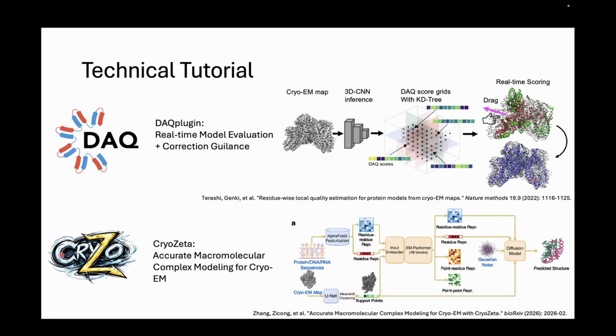CryoZeta, as Professor Kihara explained, is an accurate molecular complex structure modeling method. It can handle protein sequences and also DNA and RNA structures with a cryo-EM map. It can provide a very accurate complex structure model. I'll explain how to use these tools.